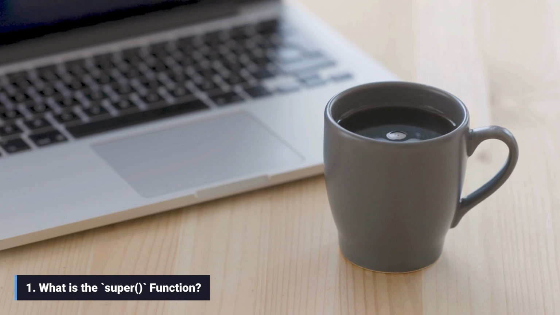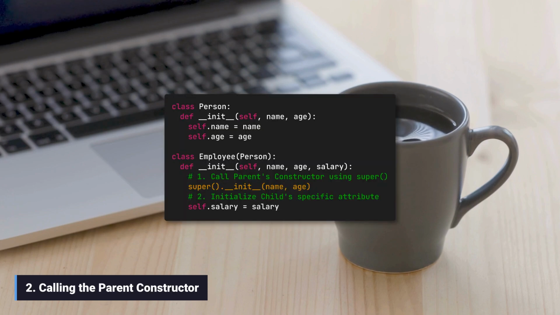1. What is the super function? The super function provides a way to access methods and properties of the parent class, even if they have been overridden in the child class. Its most common use is within the child's constructor to call the parent's constructor and ensure all inherited instance variables are properly initialized.